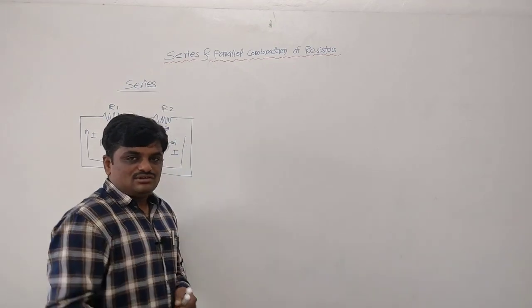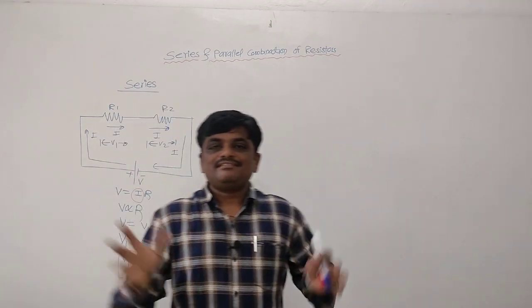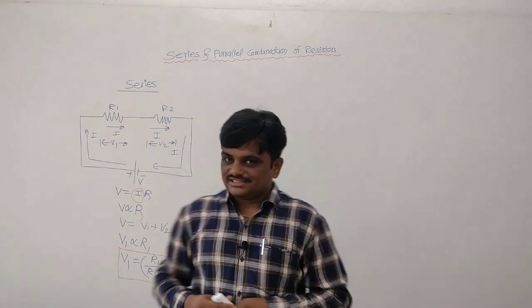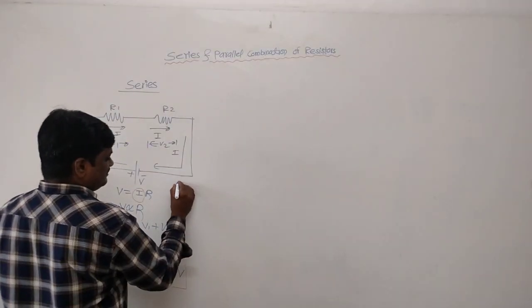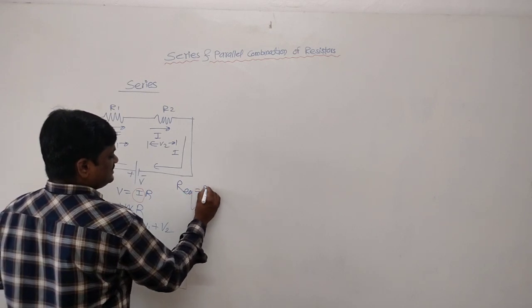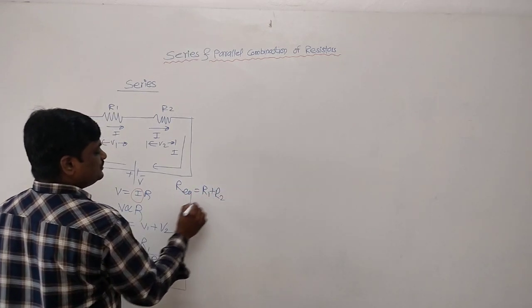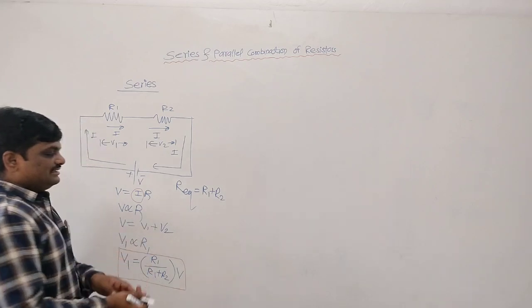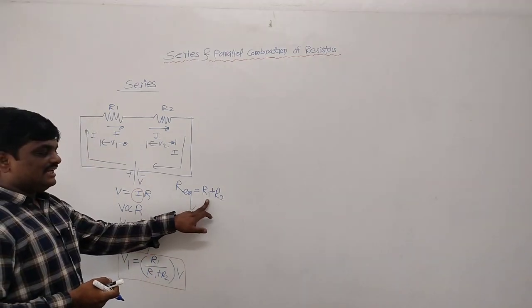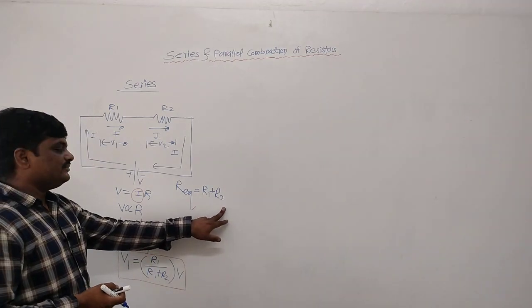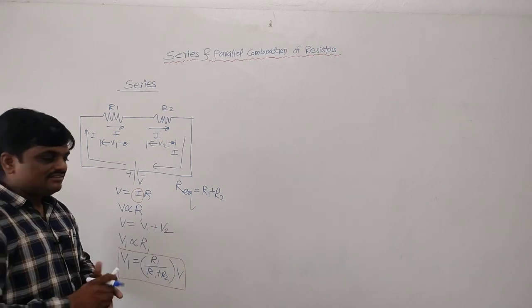Now the resultant resistance of the series combination, the equivalent resistance, is equal to R1 plus R2. Here the equivalent resistance is greater than R1 as well as greater than R2. So there is an increase in the equivalent resistance.